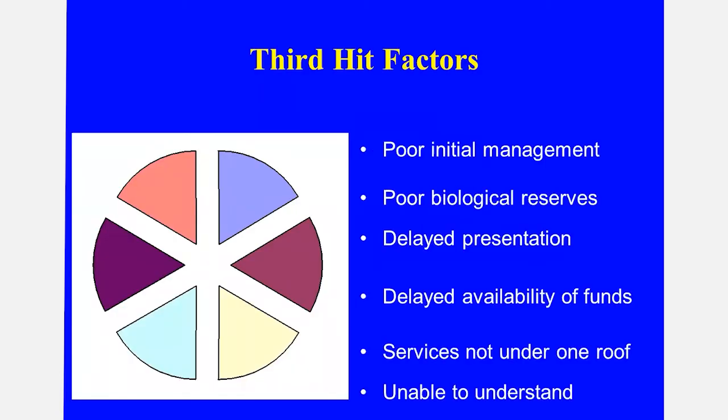The third hit factors which I have identified are the poor initial management of the patient, and poor biological reserves, by which I mean comorbidities. It could be a delay in presentation. There could be a delay in availability of funds which can hold up treatment, or you can have a hospital which does not have all the facilities under one roof, or you can have an illiterate patient who does not understand. So I think you can understand why I started this talk by talking about resources and literacy and GDP, etc. So these are the third hit factors.